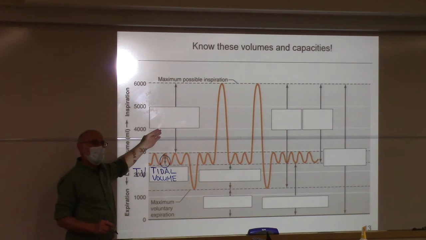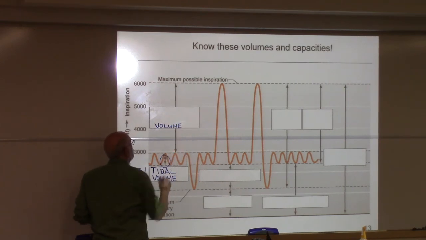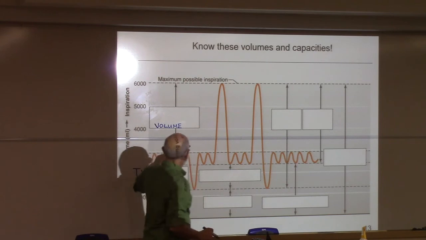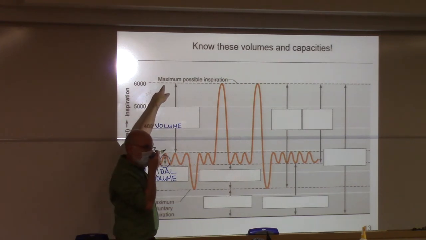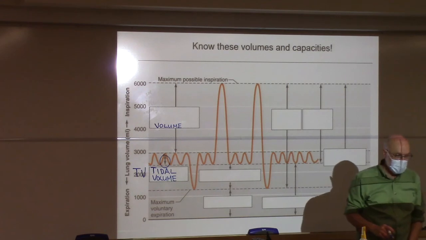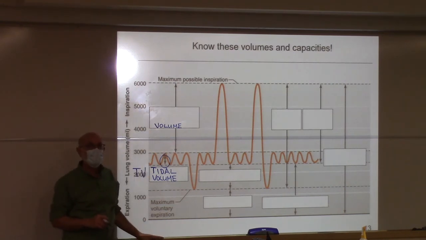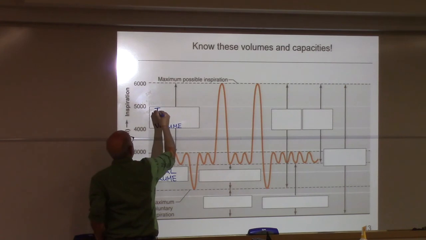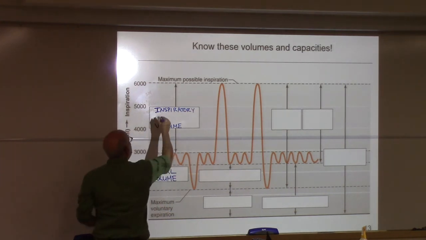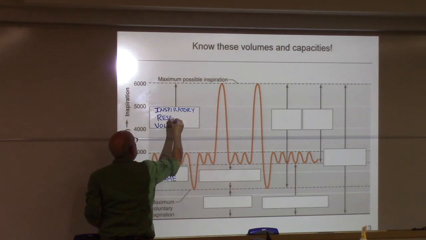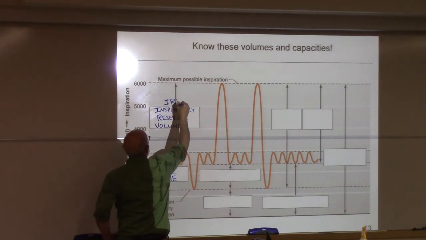Is this a volume or a capacity? Volume. Wouldn't that be the most capacity that you have for inspiration? Oh, it's not a big hump. We're going from the top of a normal inspiration to the top of a maximal inspiration. That's a capacity, because that's a volume, and it's got a name. Is this volume associated with inspiration or with expiration? Inspiration. So it is an inspiratory reserve volume. IRV.